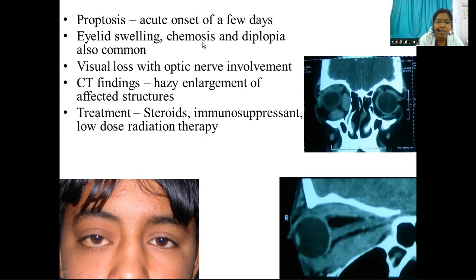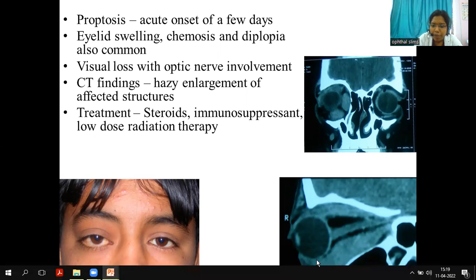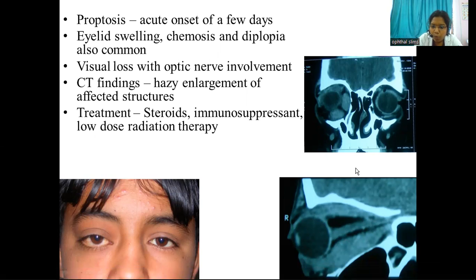CT findings show clear enlargement of affected structures, and the treatment will be rapidly steroids, immunosuppressants, and if it is not responding to steroids or immunosuppression, then we can also give low dose radiation therapy. This is the picture where you can see both the muscle and the belly are involved. Sorry, the belly and the tendon both are involved. It is causing a proptosis here.